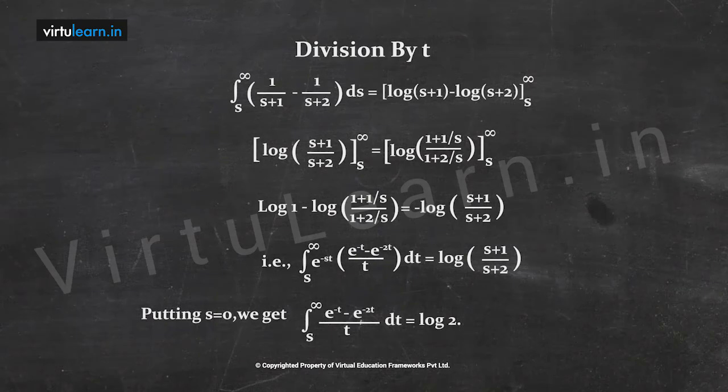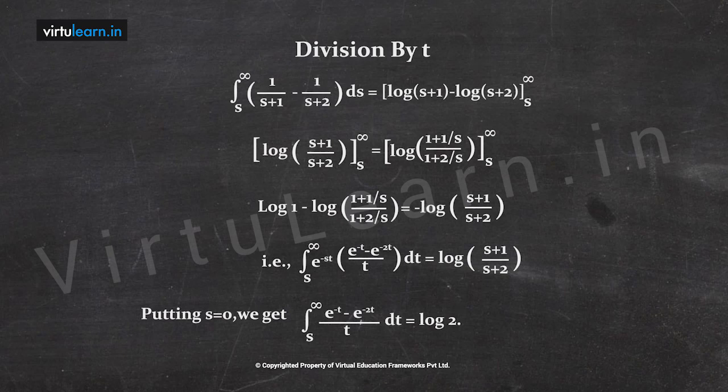Integral s to infinity, the Laplace transform gives 1 by s plus 1 minus 1 by s plus 2 into ds. Again the same thing, log s plus 1 minus log s plus 2, upper limit is infinity and lower limit is s. Then this can be written as log of (s plus 1) by (s plus 2) from s to infinity. I have taken common on simplification. Log of 1 plus 1 by s, 1 plus 2 by s, log 1 minus log, after substituting the limits we are getting like this, log of (1 plus 1 by s) by (1 plus 2 by s). The log 1 is 0, the final answer is log of (s plus 2) by (s plus 1).